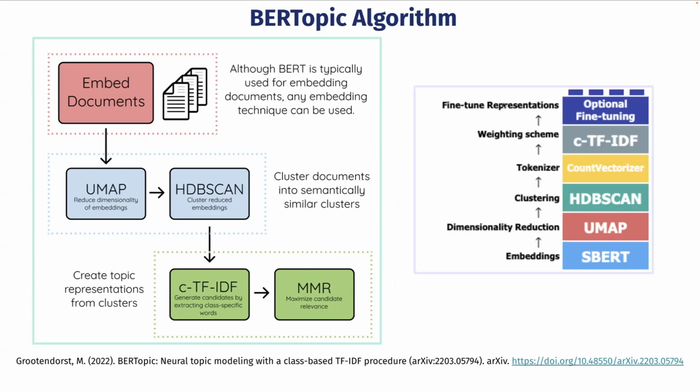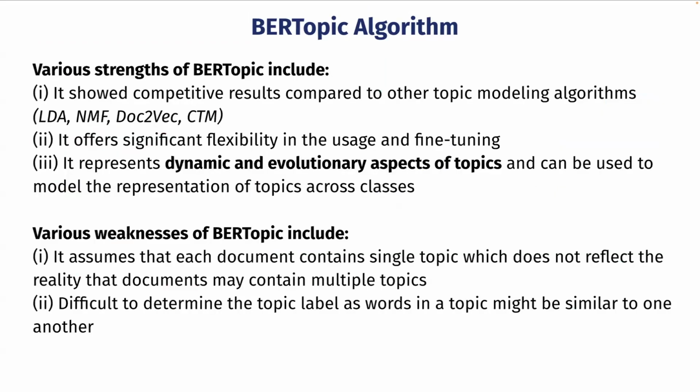This figure shows its typical function, where it has a layer of embedding followed by dimension reduction, clustering, tokenizing, and then a weighting scheme of class TF-IDF. So the BERTopic algorithm has various strengths, but it has a few weaknesses also. The major weakness is that it assumes each document consists of a single topic, and it doesn't reflect the reality that a document may contain multiple topics.